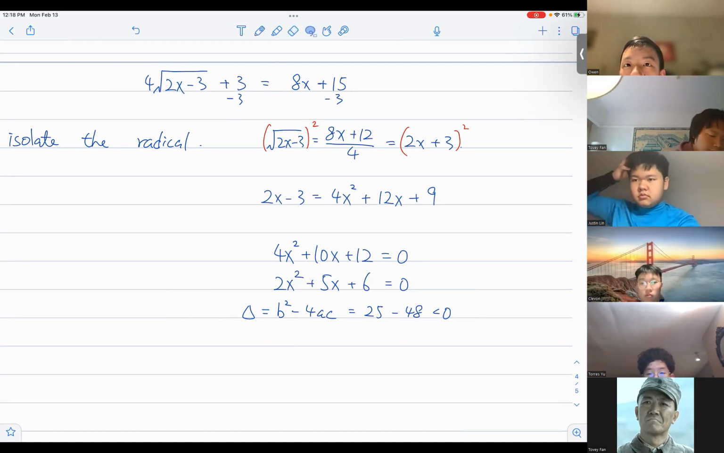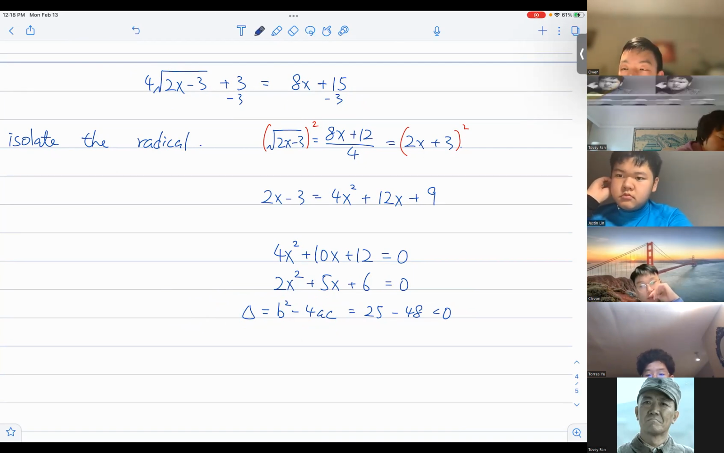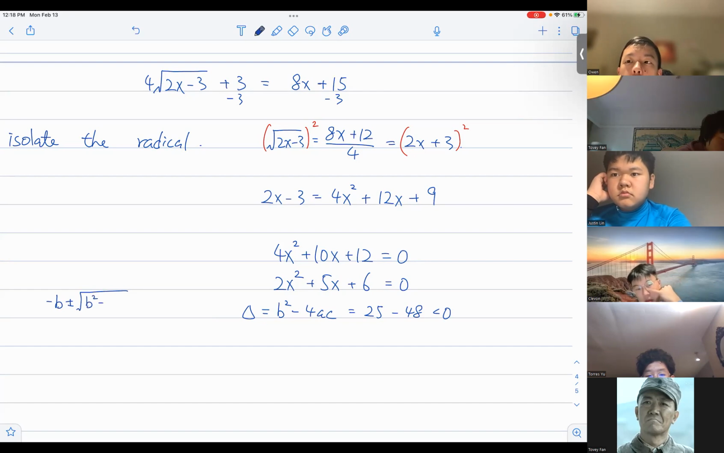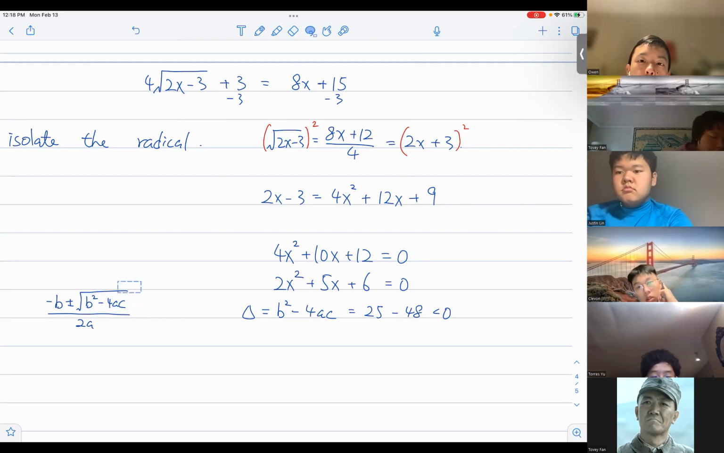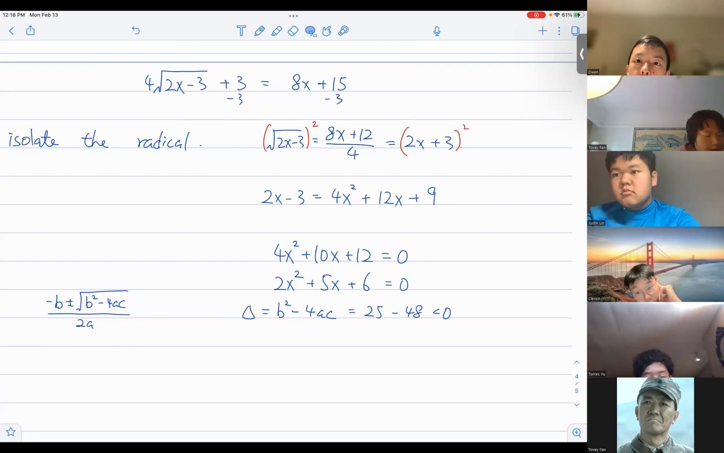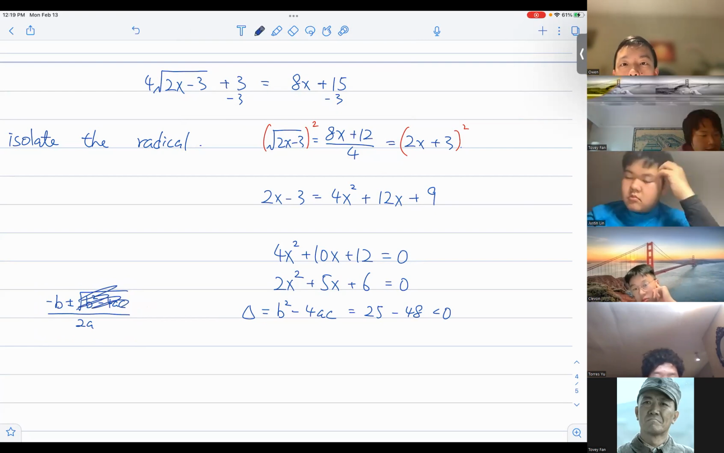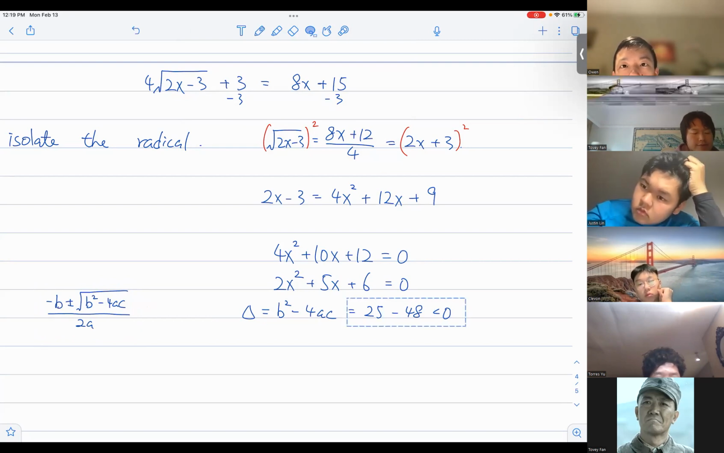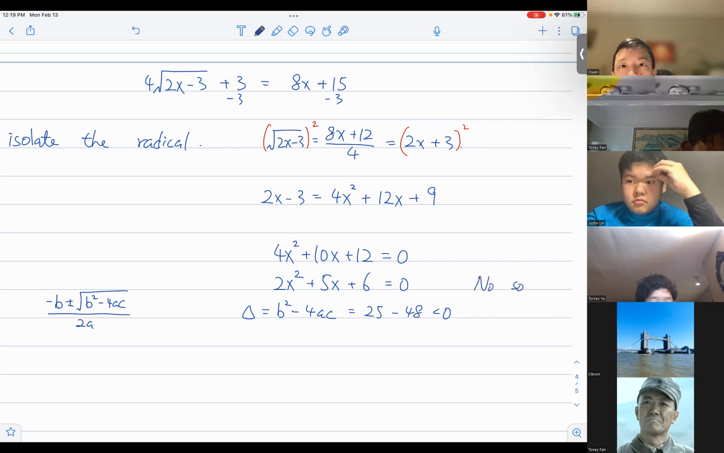Does everyone remember this? This comes from the quadratic formula, right? The quadratic formula is negative b plus or minus the square root of b squared minus 4ac, over 2a. Inside our square root, we have b squared minus 4ac. If this number is greater than 0, you have two solutions because it's plus and minus. If it equals 0, then this whole thing is gone, and you only have one solution. If it is less than 0, you don't have any real solution. Here it is less than 0, so for this question, there's no solution.